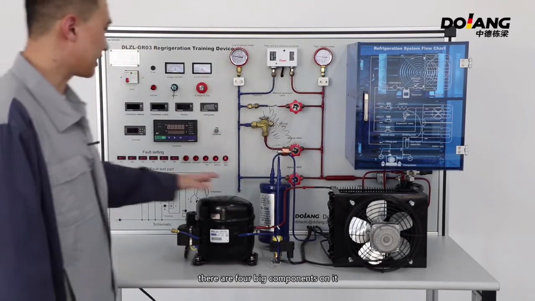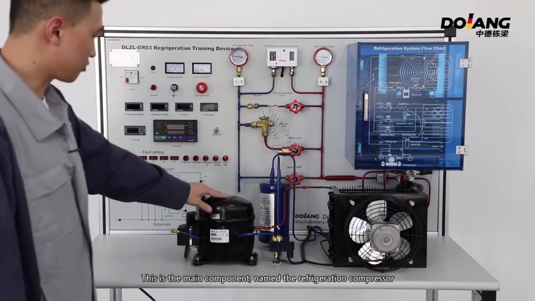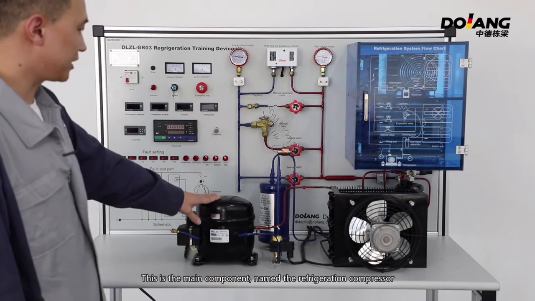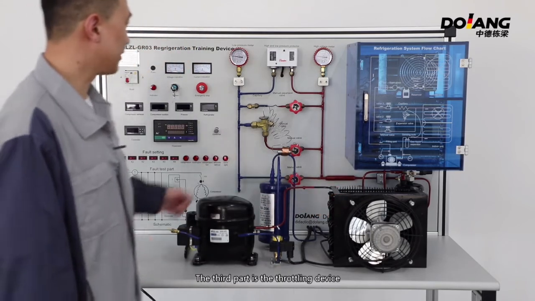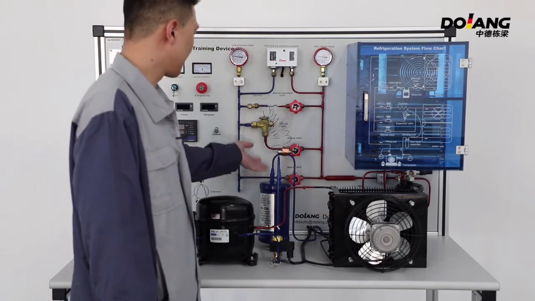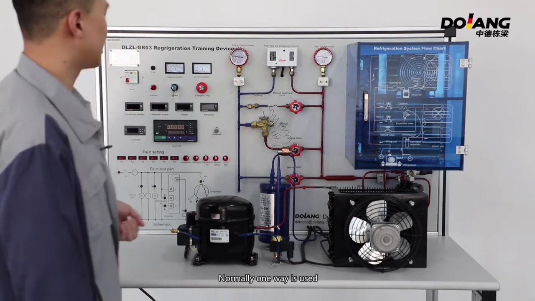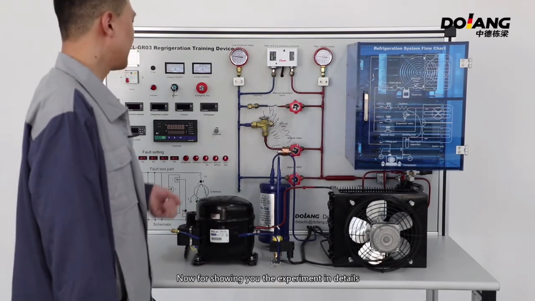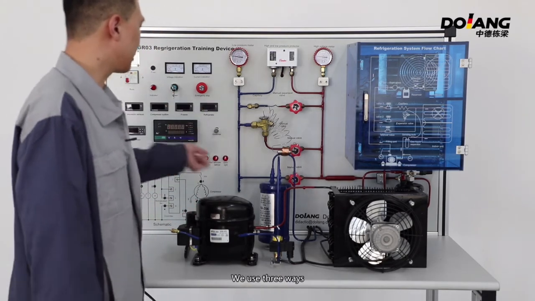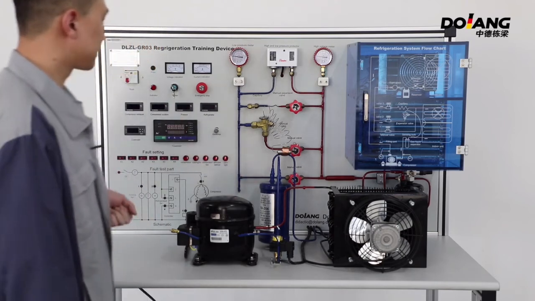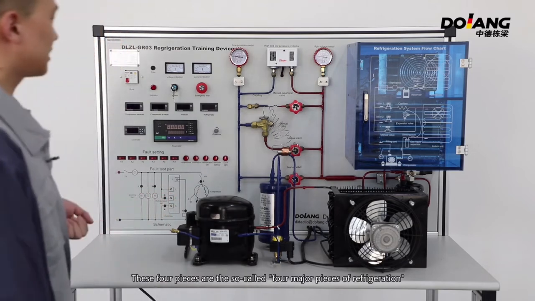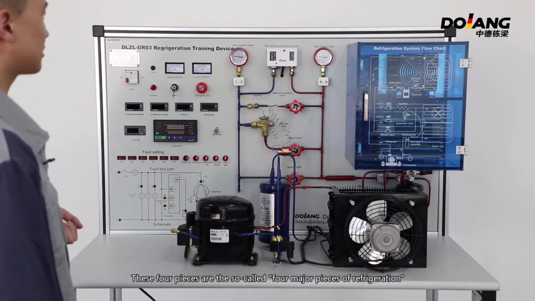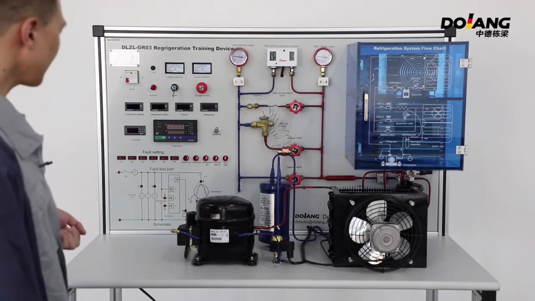This part is equivalent to the refrigeration system. There are 4 big components on it. This is the main component, named the refrigeration compressor. The second part is a condenser. The third part is a throttling device. Normally one way is used. Now, to show you the experiment in detail, we use 3 ways. The last big component is the evaporator. These 4 pieces are the so-called 4 major pieces of the refrigeration.